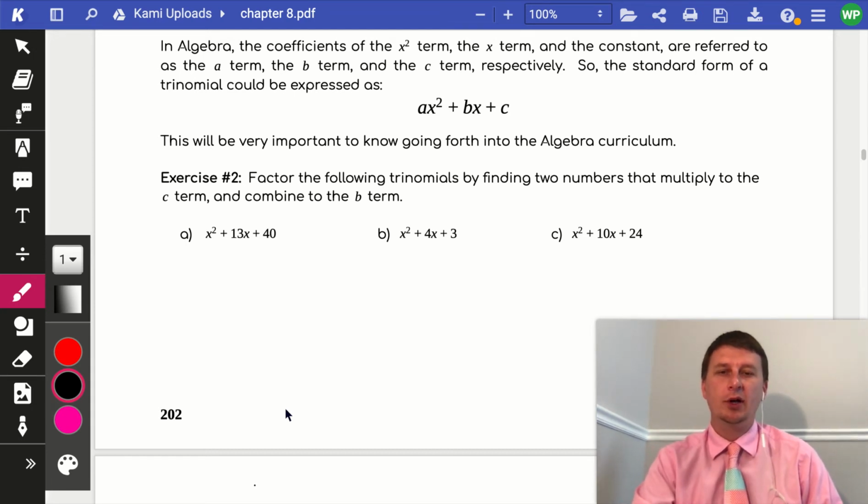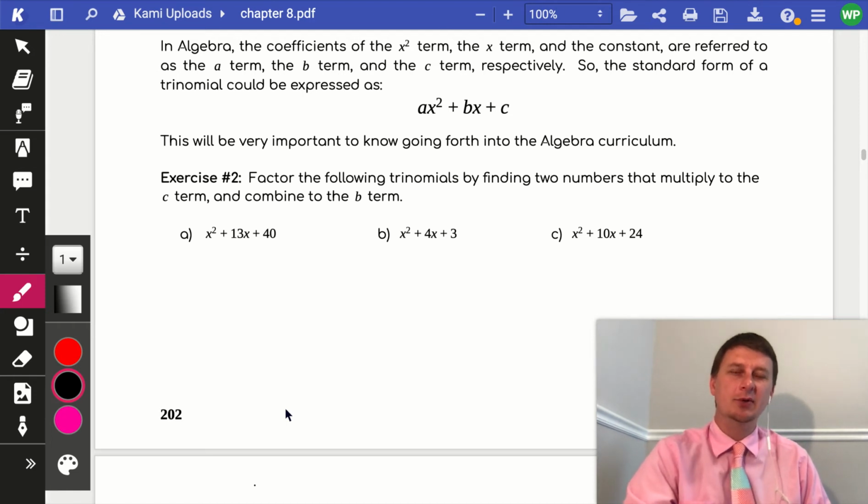And in this video, we're going to be taking a look at exercise number 2 on our lesson where we're factoring trinomials. And in exercise number 2, it says, factor the following trinomials by finding two numbers that multiply to the C term and combine to get the B term.